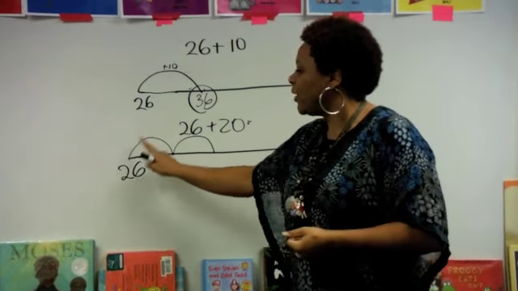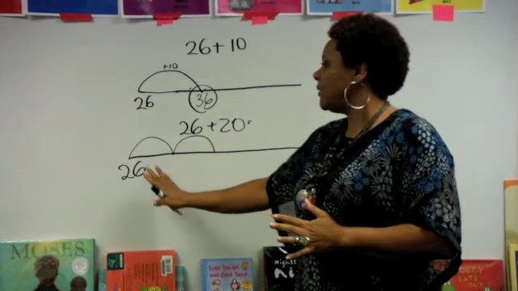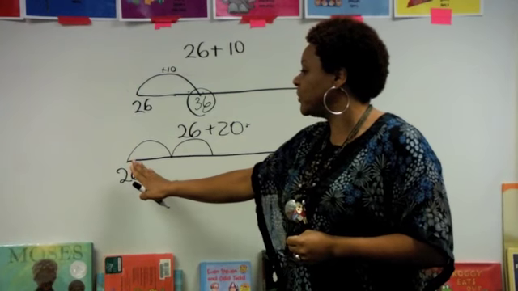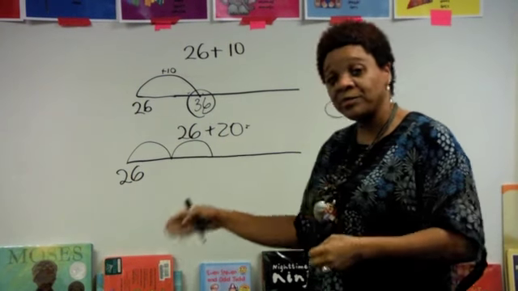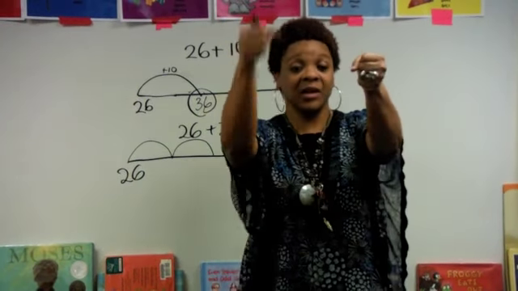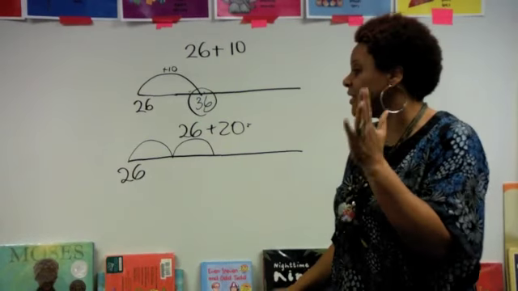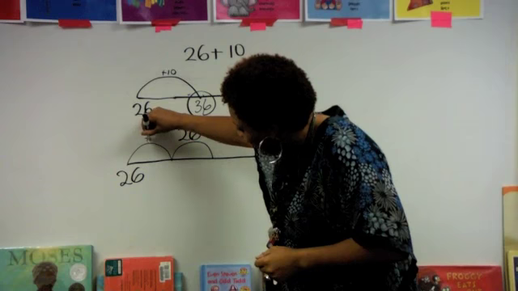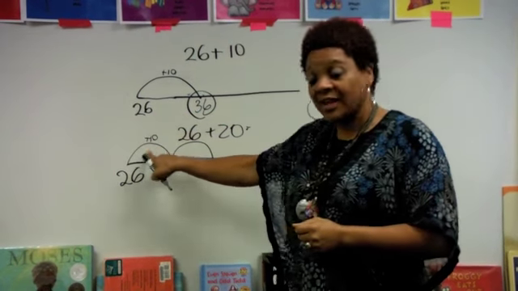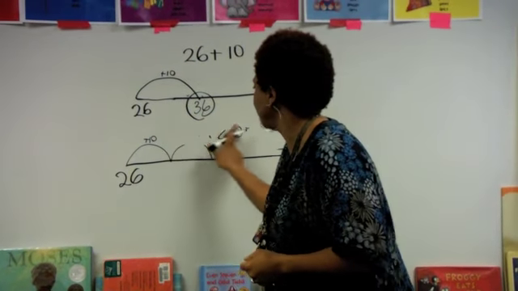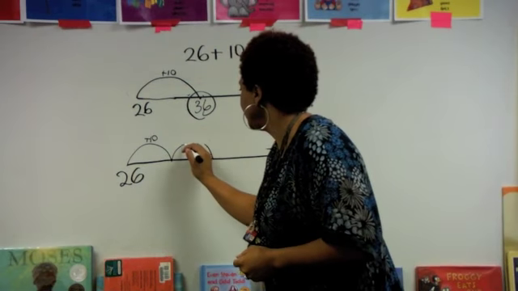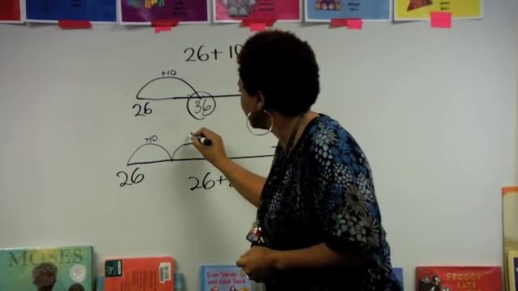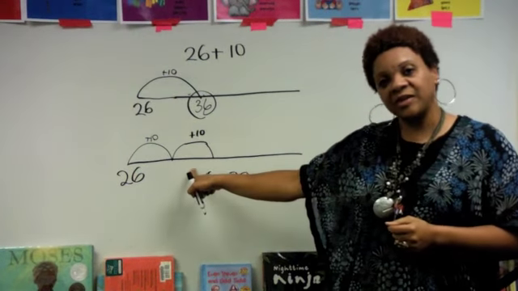I want you to notice my hops are quite big at this point because I'm adding groups of tens. So I tell them, now that we have two hops, which is my one group of 10 and my other group of 10, we have to label. I'll tell you a little bit later why we have to label. I added 10, and I added another group of 10.